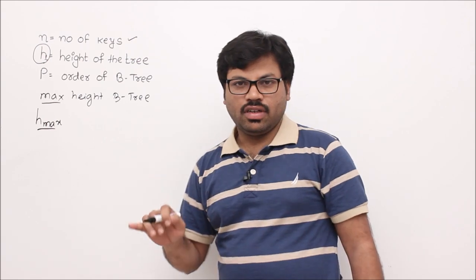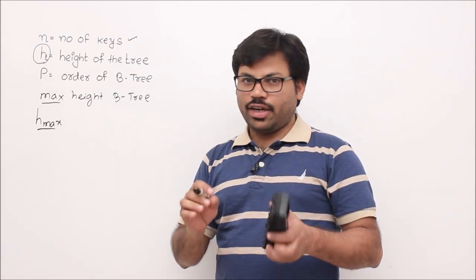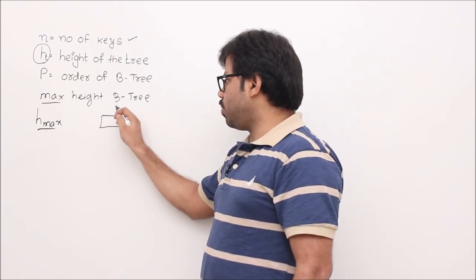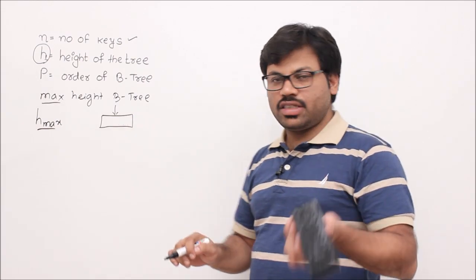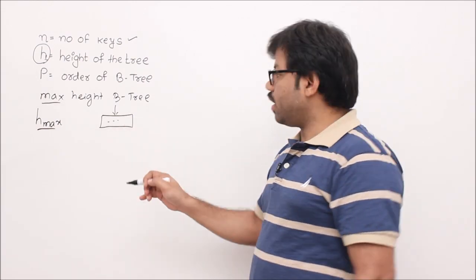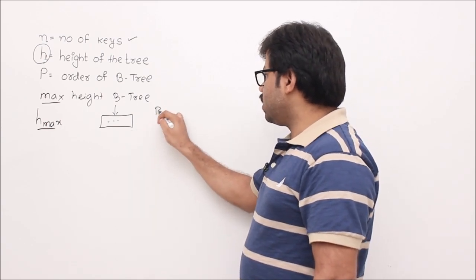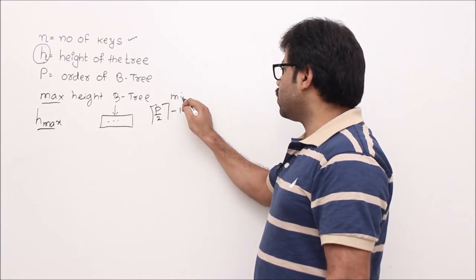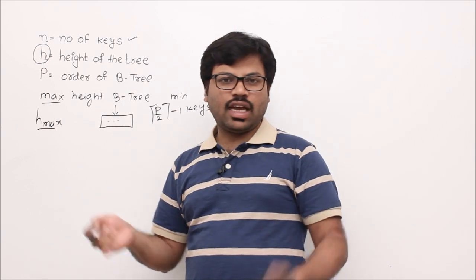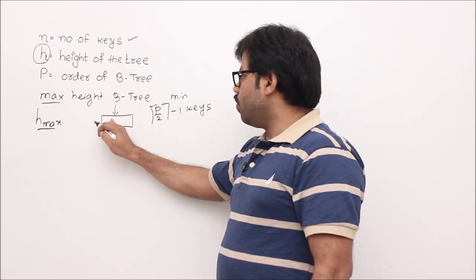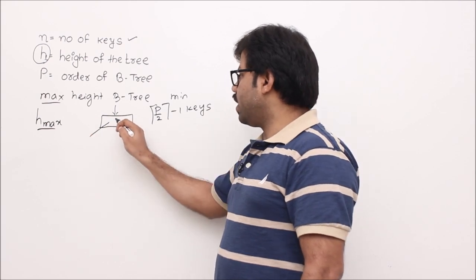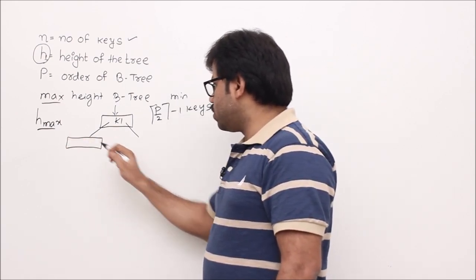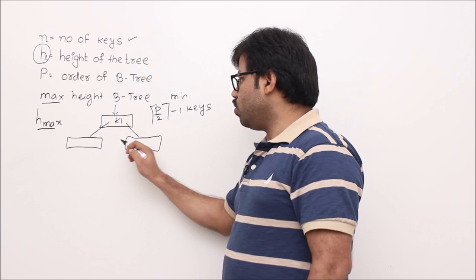And the order is given. Now what I want to say is, to have maximum height, try to have as few keys as possible everywhere. So in the root, try to have as few keys as possible. We know that the root doesn't have a minimum condition, so any number of keys we can keep. But in other nodes, we should have at least p by 2 minus 1 keys, remember it. So minimum p by 2 minus 1 keys everywhere other than the root. Root doesn't have any such condition. So we do that. Only one key I keep, because that is as few as possible. If I keep one key, then this tree will produce at least 2 nodes.